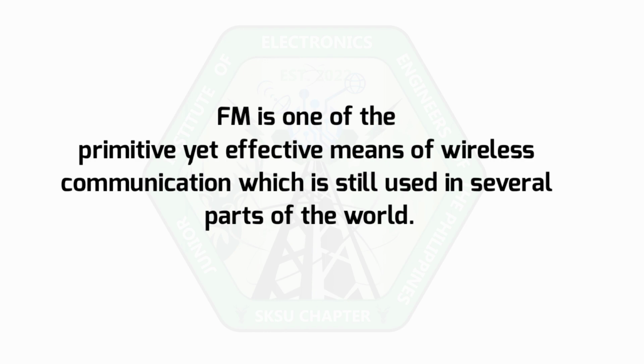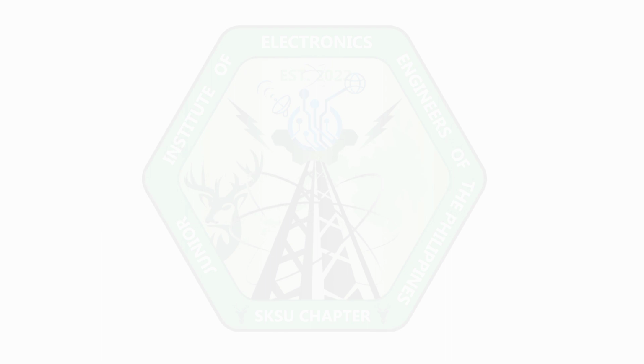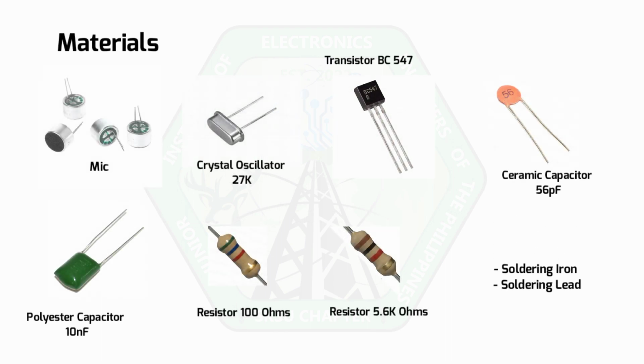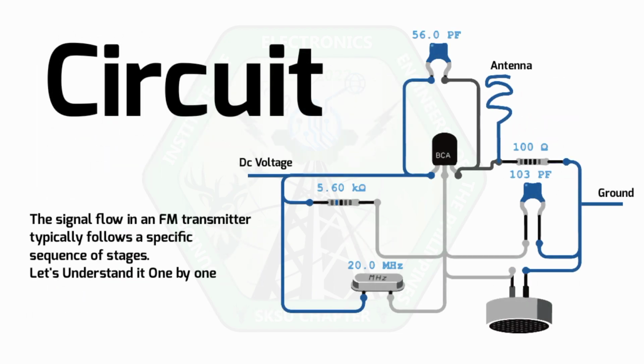FM is one of the primitive yet effective means of wireless communication, which is still used in several parts of the world. That's why I made a video on a simple mini FM transmitter circuit that covers a range of about 25-50 meters. The signal flow in an FM transmitter typically follows a specific sequence of stages. Let's understand it one by one.